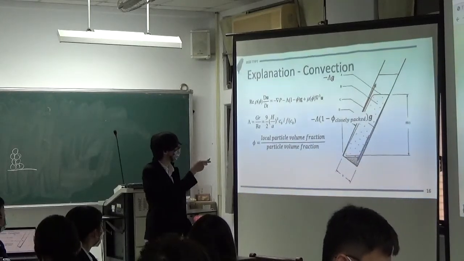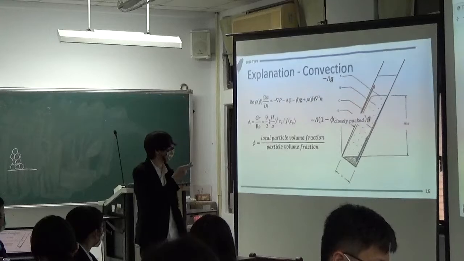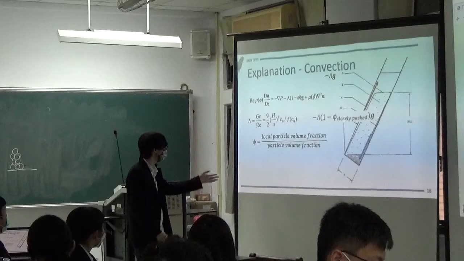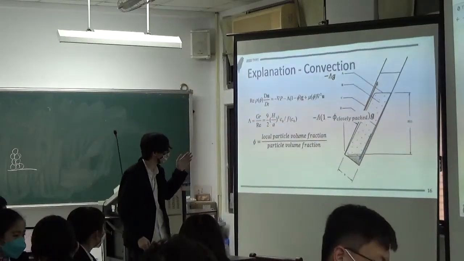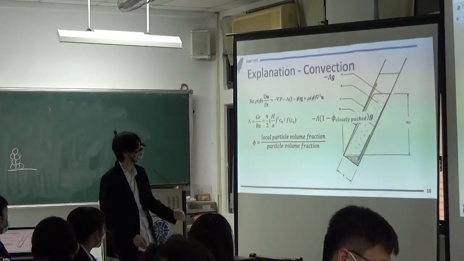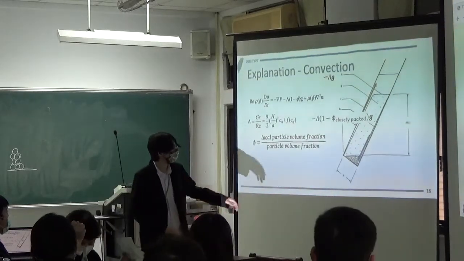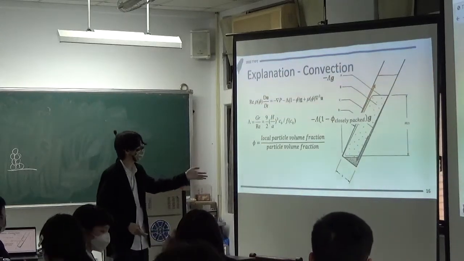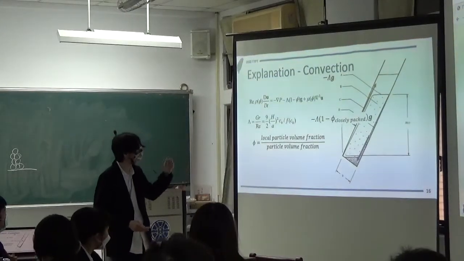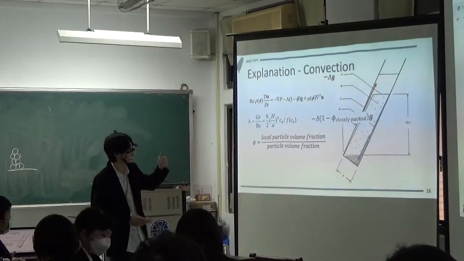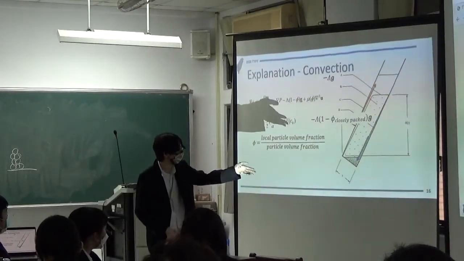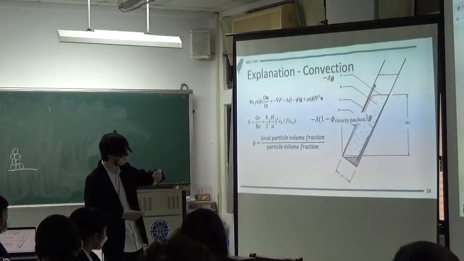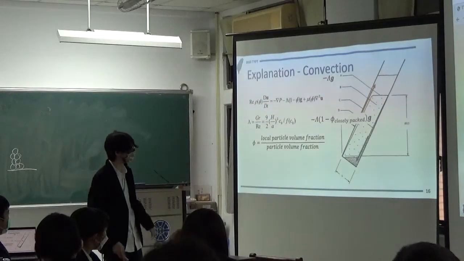Note that the middle term, which is lambda times 1 minus phi times the gravitational constant, is the buoyancy force. We note that phi is defined as the local particle volume divided by the particle volume fraction. Notice at the clear fluid layer, phi equals 0, which exerts an upward buoyancy force, and at the closely packed area, phi approaches infinity, which exerts a downward force. This causes convection.